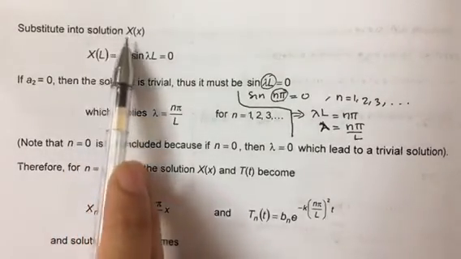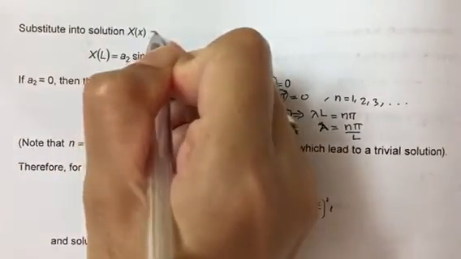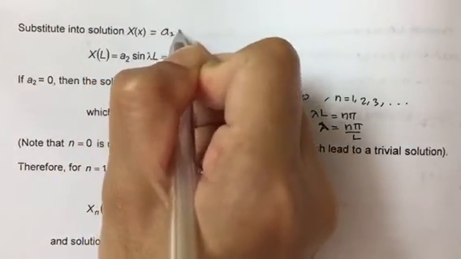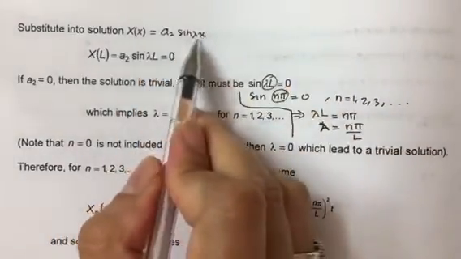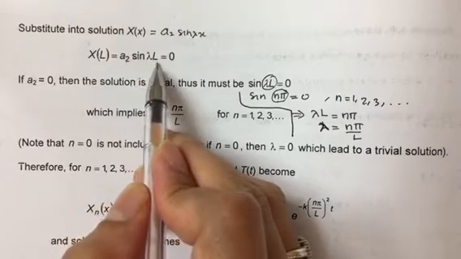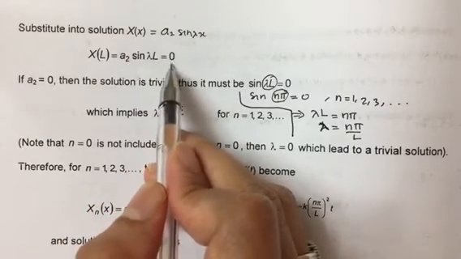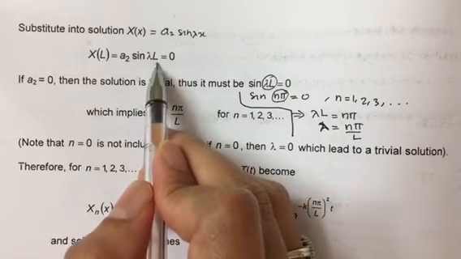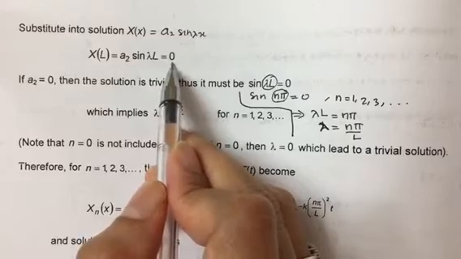Substitute into the solution of X(x). Of X(x), just now we got A2 sin lambda x. So this x now we replace by L. We get A2 sin lambda L. Replace x by L, and then given in the question, at x equal to L, X equal to 0.